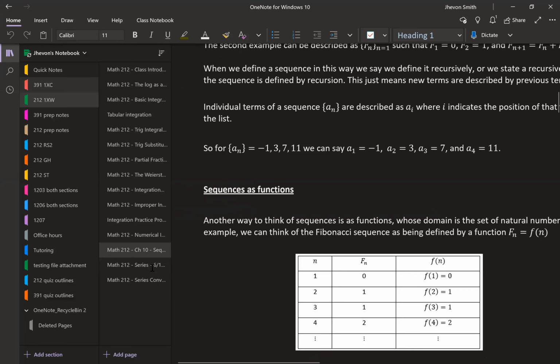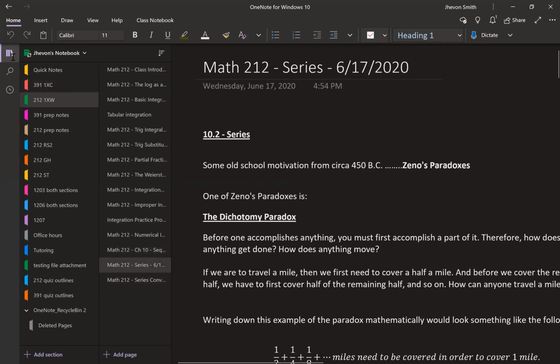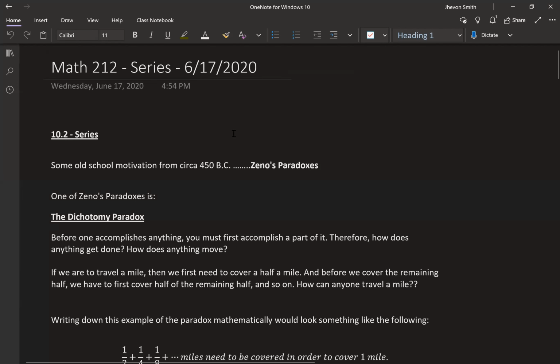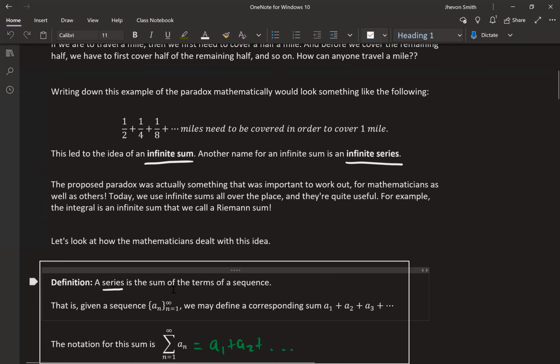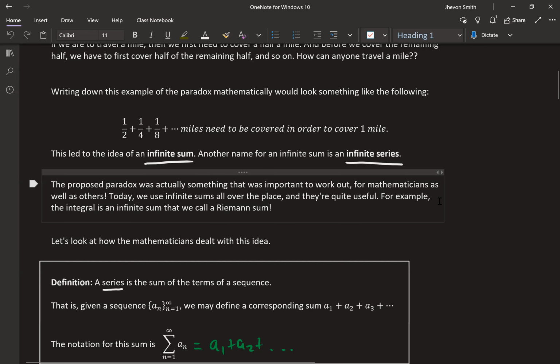Sequences are important in general, but we really wanted to use them basically to understand series. And a series is just the sum of the terms of a sequence. So when you take a list that's in a definite order and you start adding up all the terms, you get what you call a series. And of course, if the list is infinite, you get an infinite sum. And this idea of an infinite sum is what we started to explore last time.